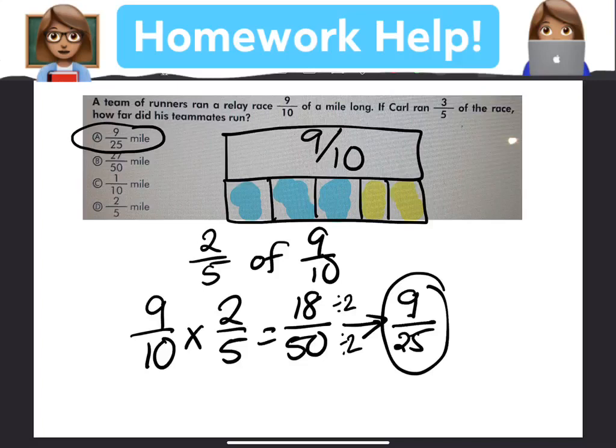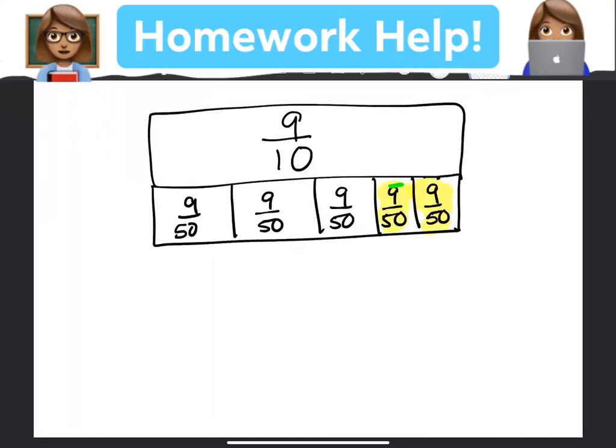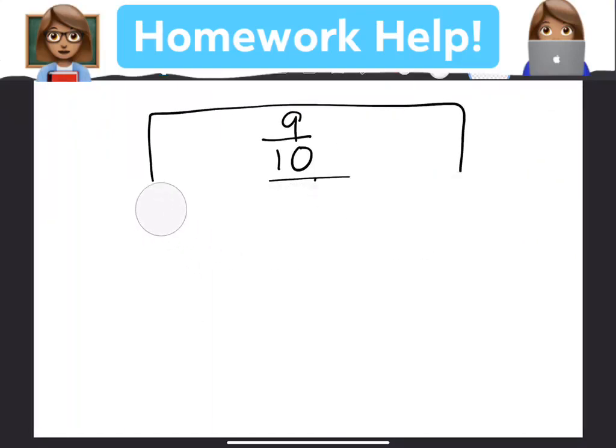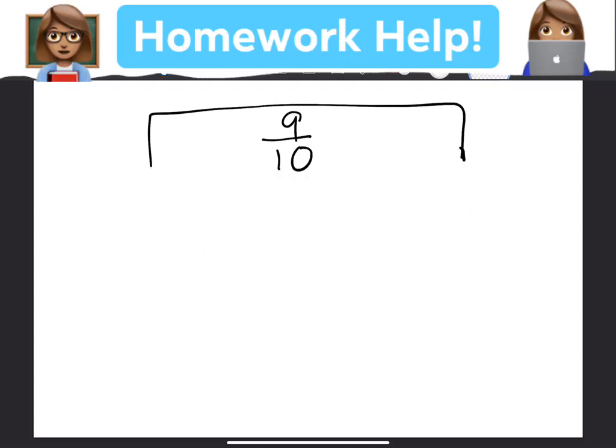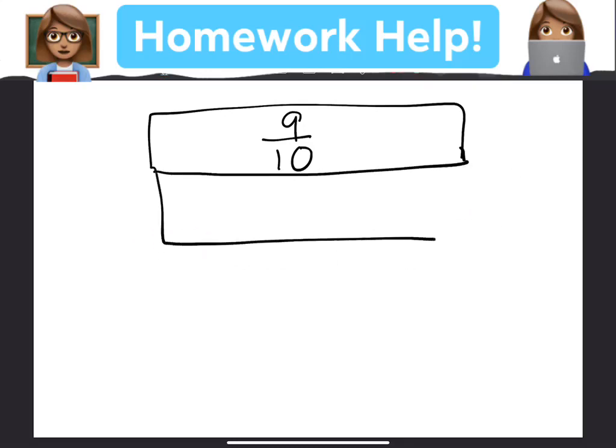Now, if this satisfies what you need, fine, we'll stop here. But if you need more concept building, I'm going to tell you why this works. So if I want to know, let me think about it for a second. Here's 9/10. I'm going to break it up into 5 pieces. They're definitely not to scale, but I like them the same size because I get a little crazy about those little things. So let's try to make them close to the same size. Here's the part the friends ran, and this is what Carl ran.